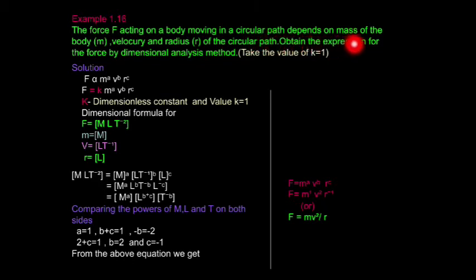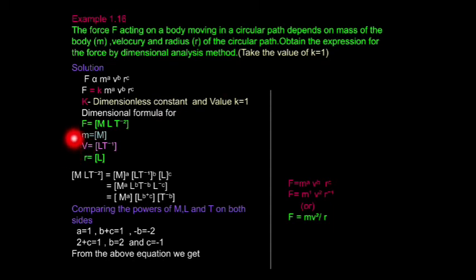Depends on the mass of the body and velocity and radius. It is a velocity, okay, a spelling mistake. It's a velocity v and radius r of the circular path. So that force F is directly proportional to the mass of the body m, velocity v and radius r of the circular path. Obtain the expression for the force by dimensional analysis method. Here the given data is the value of k equal to 1.